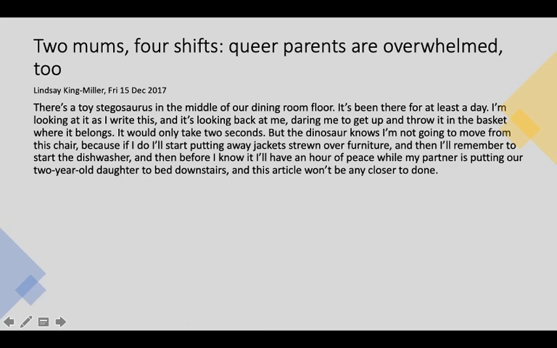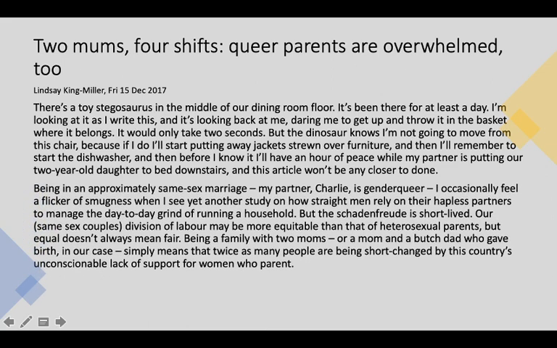It would only take 2 seconds, but the dinosaur knows I'm not going to move from this chair, because if I do, I'll start putting away jackets strewn over furniture, and then I'll remember to start the dishwasher, and then, before I know it, I'll have an hour of peace while my partner is putting our 2-year-old daughter to bed downstairs, and this article won't be any closer to done. Being in an approximately same-sex marriage, my partner Charlie is genderqueer.